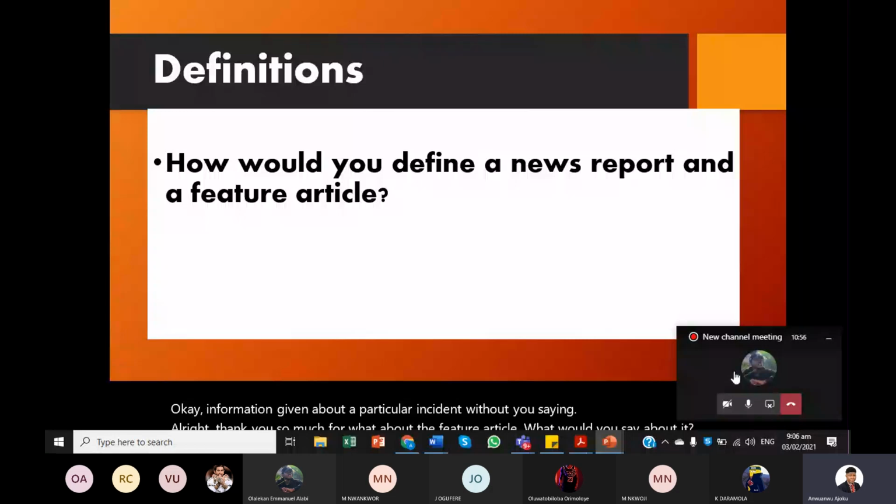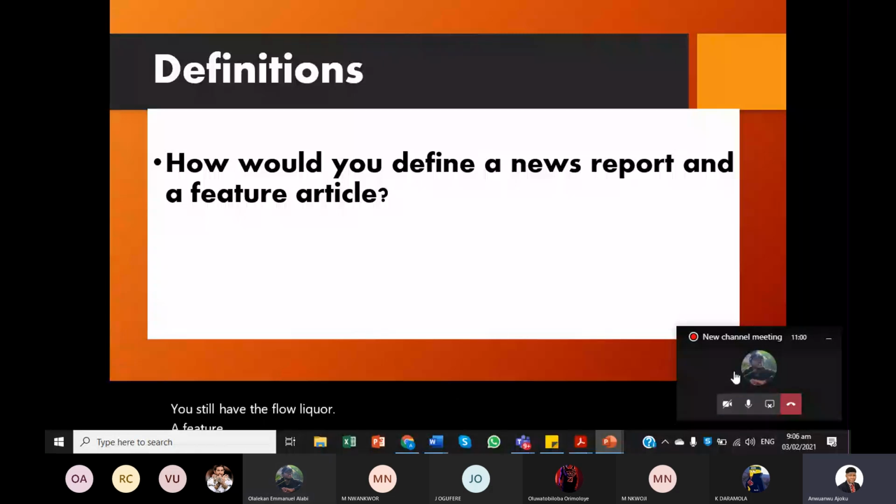You still have the floor, Lekon. A feature article. What would you say about it? It's basically analysis or investigation on a certain topic. Okay, if you were asked the main difference between a news report and a feature article, what would you say?